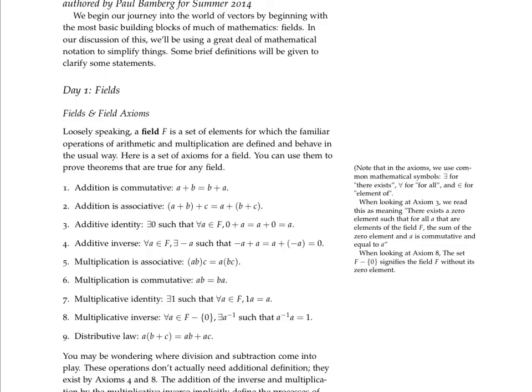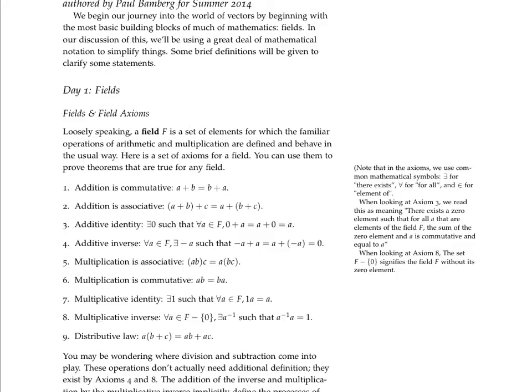Such that a inverse times a is equal to 1. And that's of course true because we would not be able to say for all elements in the field there exists a multiplicative inverse, because 0 doesn't have a multiplicative inverse. So that's why we say for all elements in the field other than the 0 element. So the set of elements that are in the field but not including the 0 element.